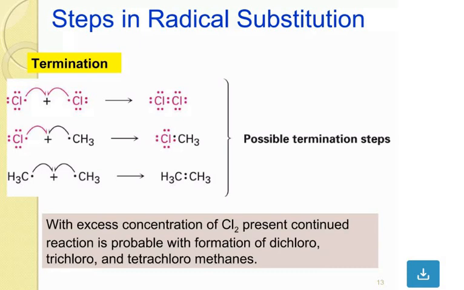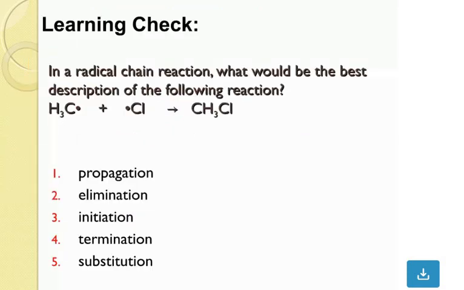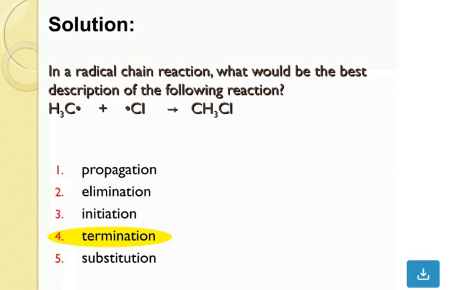So, possible termination steps. With excess concentration of Cl2 present, continued reaction is probable, with formation of dichloro, trichloro and tetrachloromethane. So, learning check. In a radical chain reaction, what would be the best description of the following reactions? You can see: propagation, elimination, initiation, termination, substitution. So write your answers in my chat box. So this is the termination.